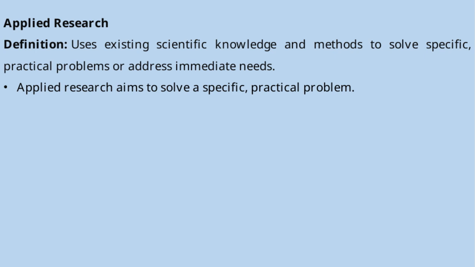Essentially, this is about taking existing scientific knowledge and methods and using them to tackle real-world problems. It's not about exploring theories for their own sake, but focusing on practical, immediate needs. The main goal here is to find solutions to specific issues that can have a direct impact. So, when we think about applied research, we're looking at how science can be a tool to solve problems that matter in everyday life or in various industries. This approach ties into our overall theme of how research can be both innovative and practically useful.